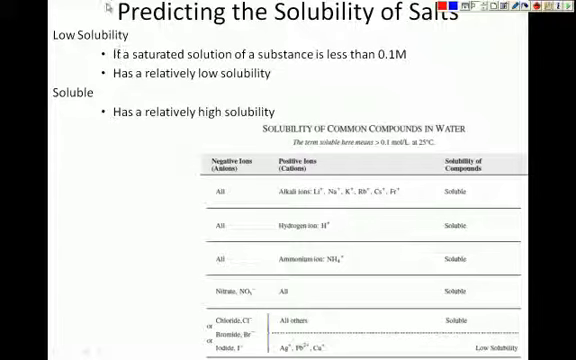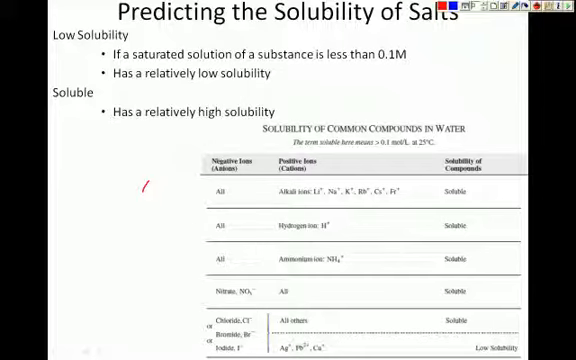So the definition of low solubility is if a saturated solution of a substance is less than 0.1 molar, 0.1 moles per liter, or in other words, has a relatively low solubility. Something that is soluble has a solubility that is greater than 0.1 molar, or in other words, has a relatively high solubility.